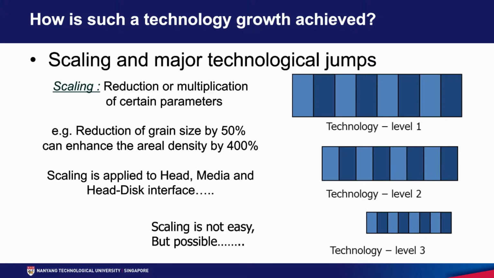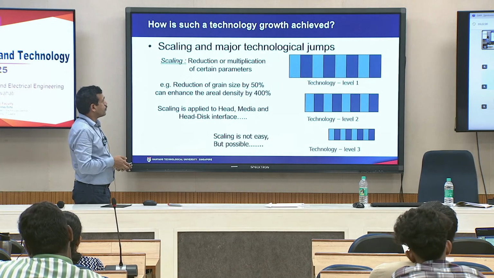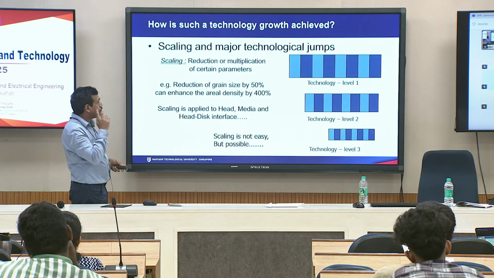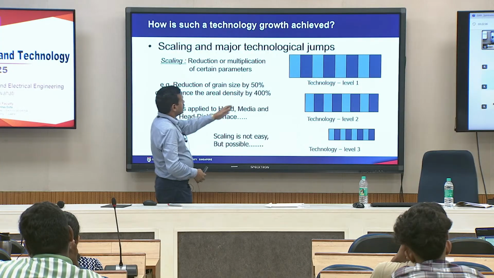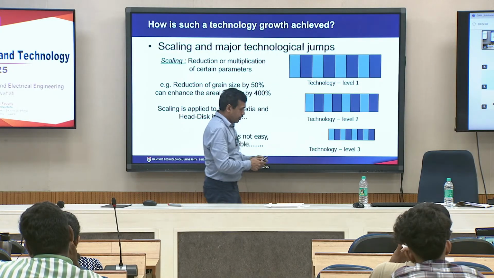Scaling looks simple, but it is not easy. To achieve this, you need to make the grains smaller by a certain size, you need to increase the coercivity, the material property you have to improve, and so on. So, you do so many things, then you can scale the bits smaller and smaller.